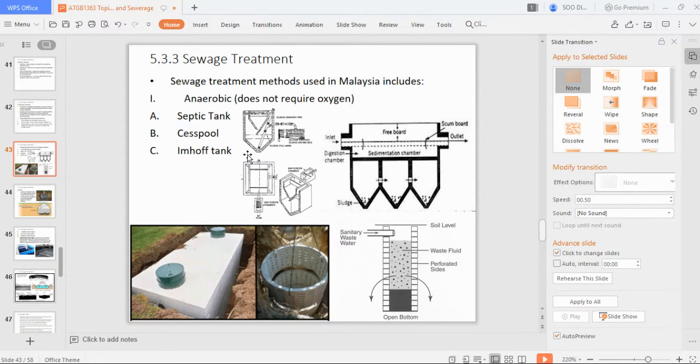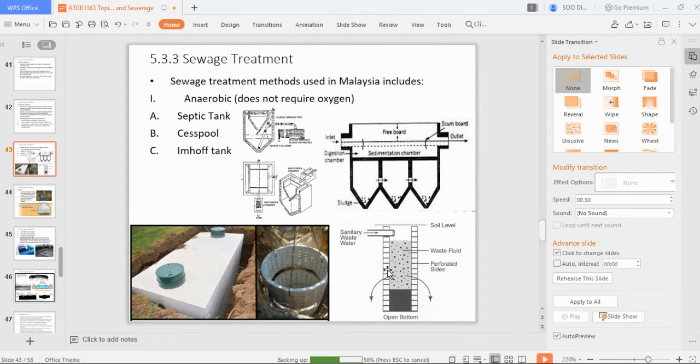Okay, so the next is the cesspool. This cesspool is actually banned, but just for you to know, there are two types. One is like this, where you dig a hole and have a barrel of brick laid inside. This is outright banned already. Then you have your sanitary waste going into this brick here.